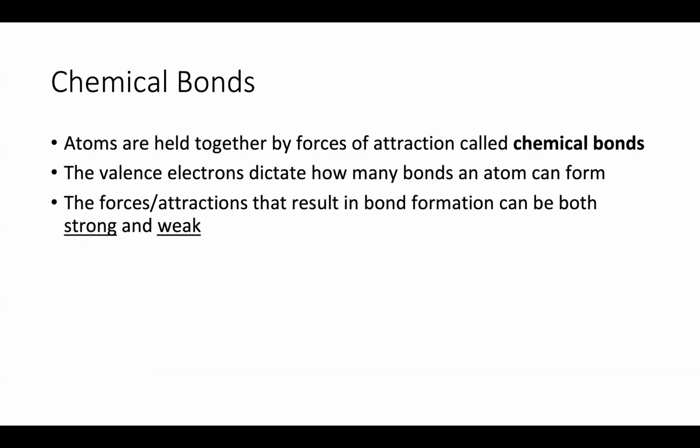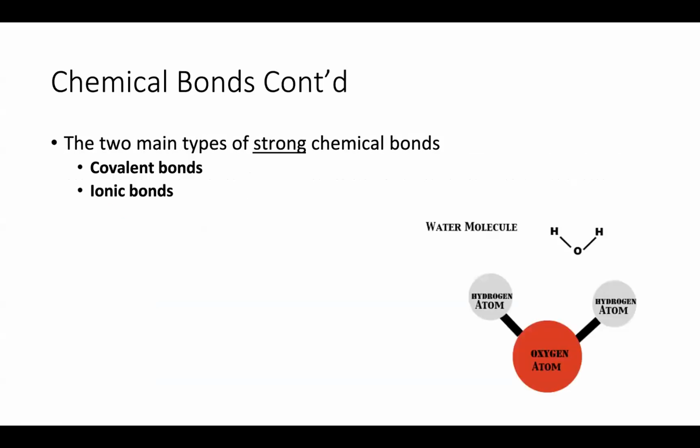So those chemical bonds here, when atoms of different elements interact together, there are forces of attraction that are responsible for this sort of bonding taking place, and we can identify these forces of attraction as either strong or weak. Some types of chemical bonds are covalent bonds and ionic bonds. You've probably heard about them before. These are the two major types of strong chemical bonds.